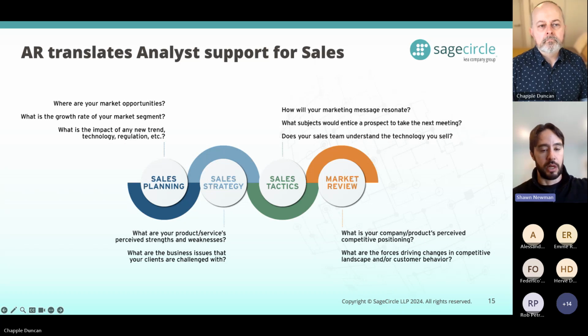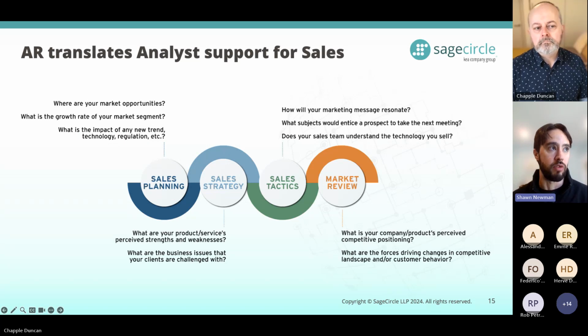But like I said, you can start on the left-hand side with sales planning. What are the impacts? What are the growth rates? Where is your particular product strong and weak based on analysts? And then reviewing, maybe understanding where you lost a deal, or maybe there's M&A, and what does that mean for the market? So I think it's our job as analyst relations professionals to translate that analyst content into something that is relevant for the organization, and that's how you can add value and maximize your revenue potential.